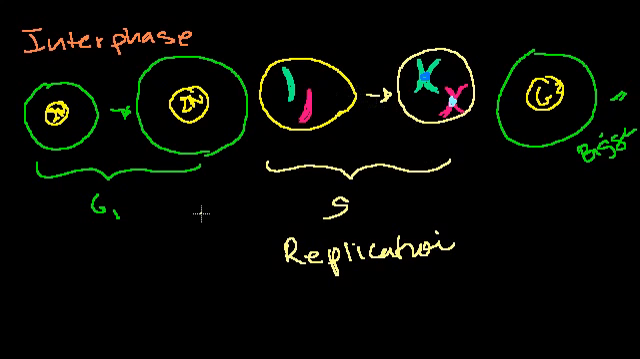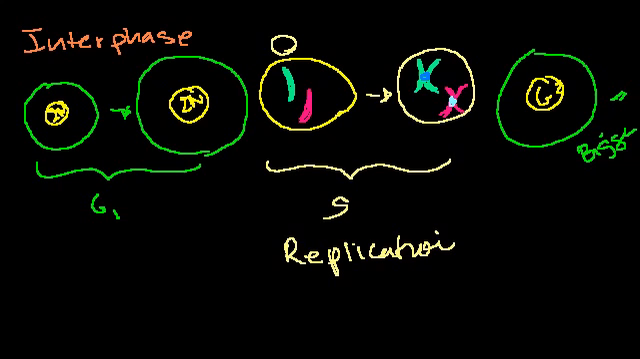G2. Now, there's another little part of the cell that we haven't even talked about yet, but I'll talk about it a little bit. It's not super duper important. But these centrosomes are going to be very important later on when the cell is actually dividing. And those also duplicate. So let's say I have a little centrosome here.